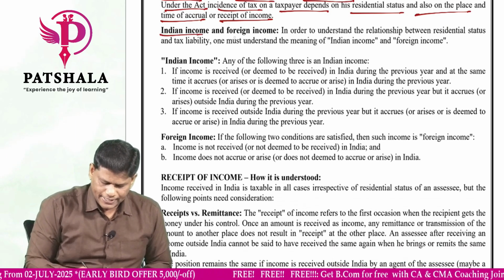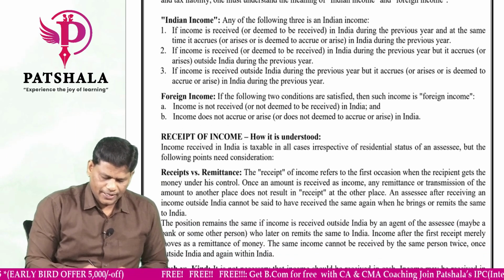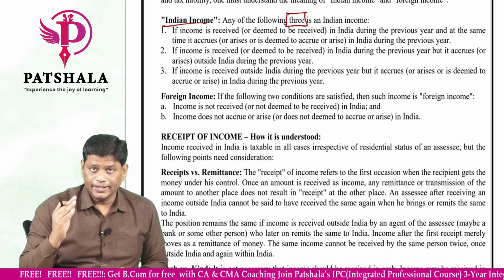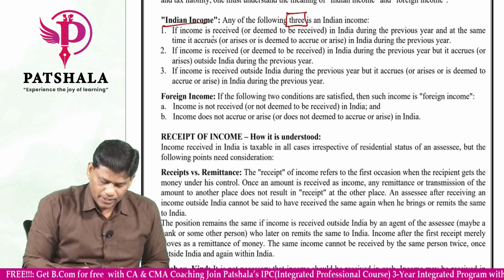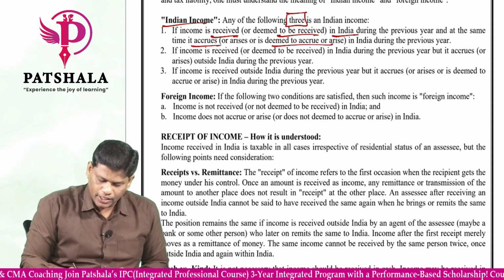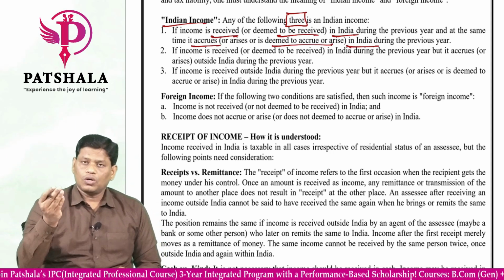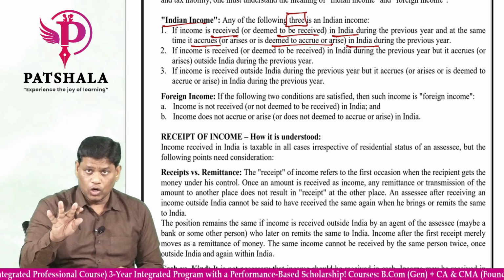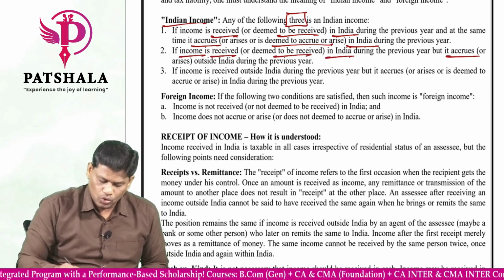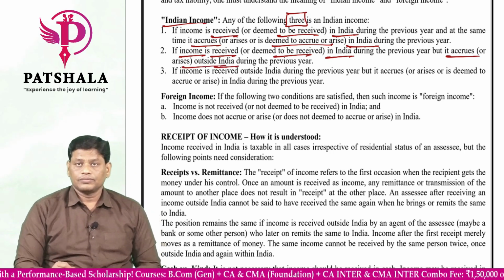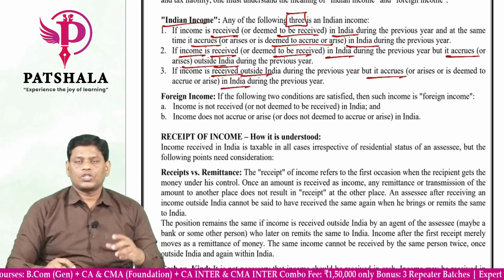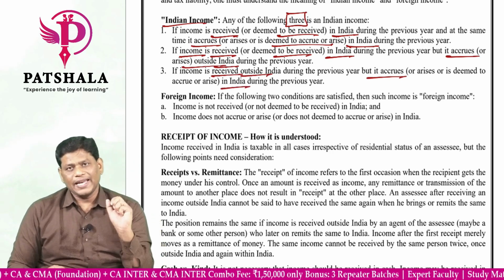So the question now, Indian income and foreign income. Let's understand Indian income. Any of the following three, as I told you, there are three ways in which it can become an Indian income. First one, income received or deemed to be received in India during the previous year, at the same time it accrues or deemed to accrue in India. So received in India, accrued also in India, deeming also. Second, income received or deemed to be received in India, accrues or deemed to accrue outside India. Third, income received outside India but accrues in India. So these are the three circumstances in which it will become an Indian income.